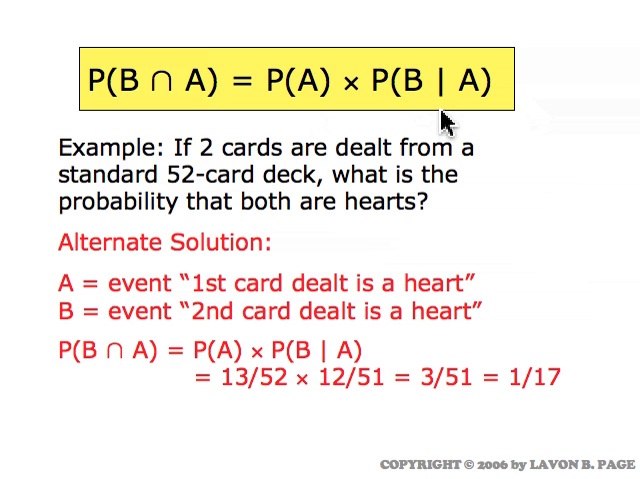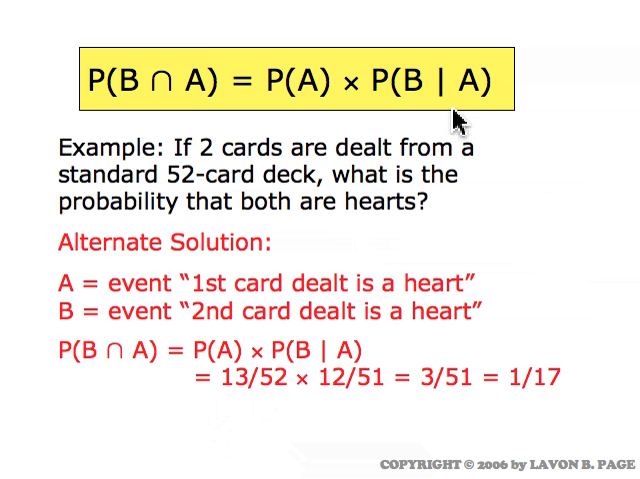Now let's think intuitively about what those numbers are. Probability of A is just the probability the first card is a heart. Well, when you deal that first card, you're dealing from 52 cards in the deck, and 13 of them are hearts. So that probability, P of A, is going to be 13 chances out of 52.